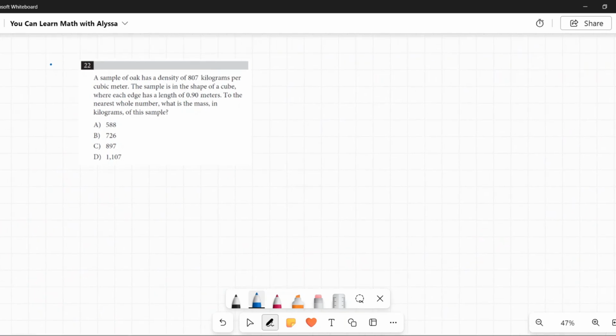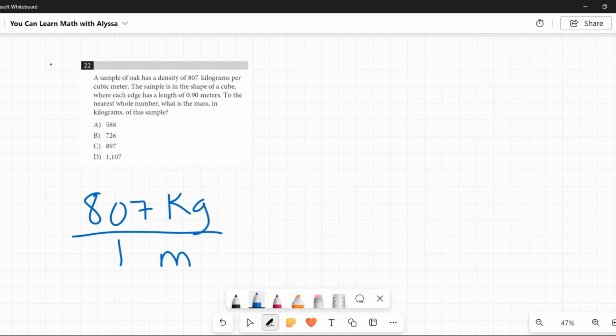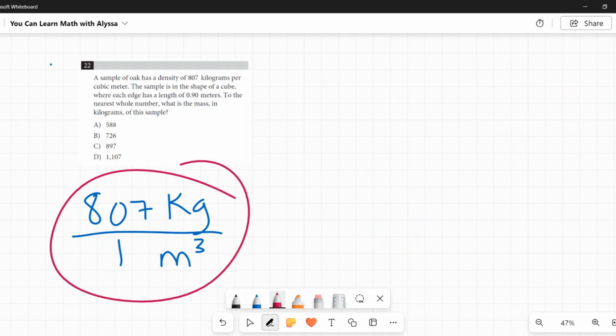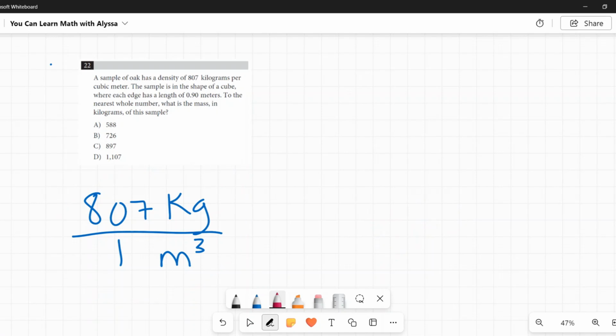Number 22. A sample of oak has a density of 807 kilograms per cubic meter. I want to write that down: 807 kilograms per 1 cubic meter. That's my ratio. You can also write it as kilograms per meter cubed. For this kind of thing, I prefer writing it like this so we can get that nice little ratio going.